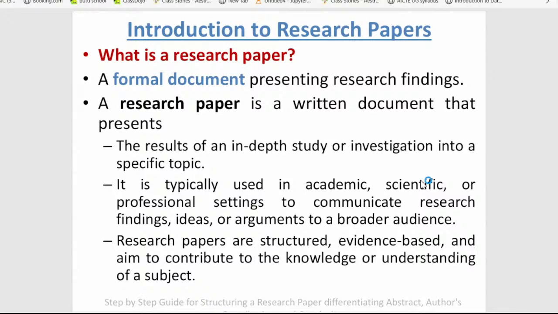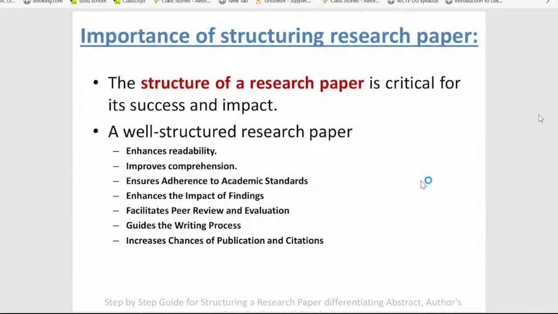We can have new ideas, we can explain the ideas, or we can compare the previous ideas. Here these research papers are basically structured on the basis of some evidence. Here it aims to contribute to the knowledge or understanding of a subject. The structure of a research paper basically is a critical point. Here we search for success and impact.